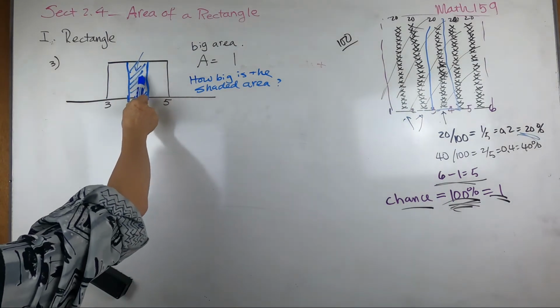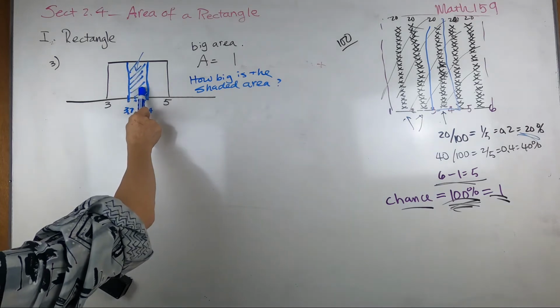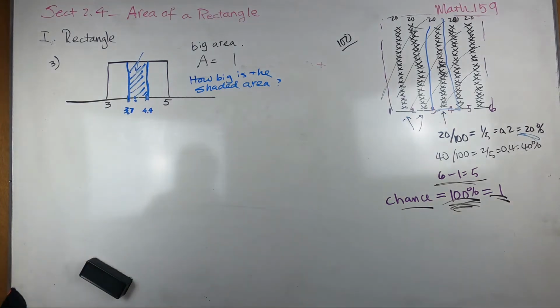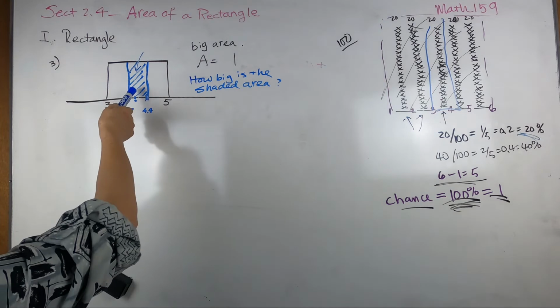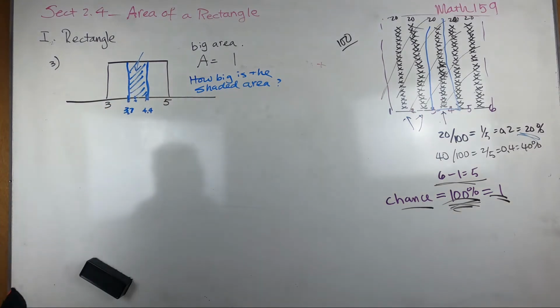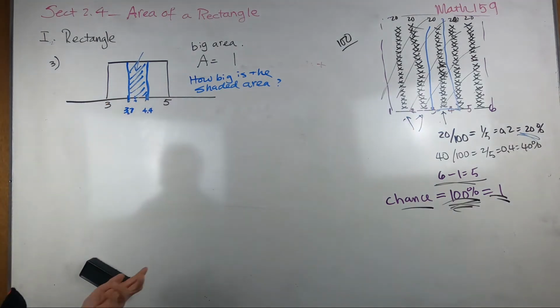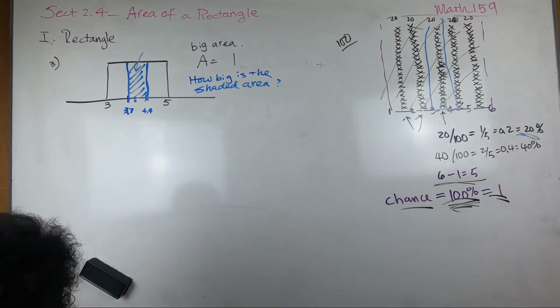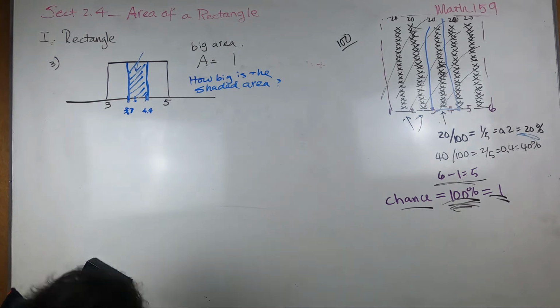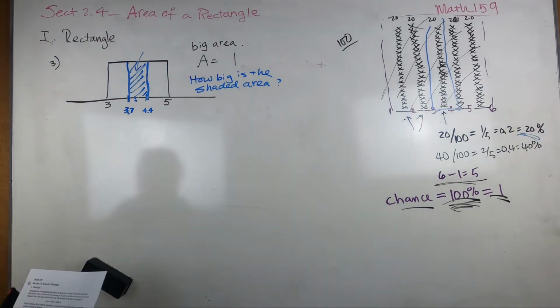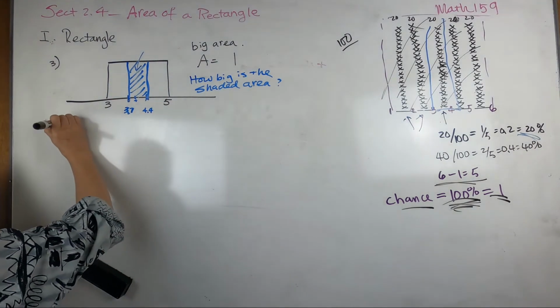So things happen in this shaded area, and how big is it? The whole thing is 1. Okay, so it means what's the chance things happen in this blue area? So that's why we want to find out how big the area is. Then that will be your probabilities later. Okay? So how are we going to do it? You have 2 methods, okay?